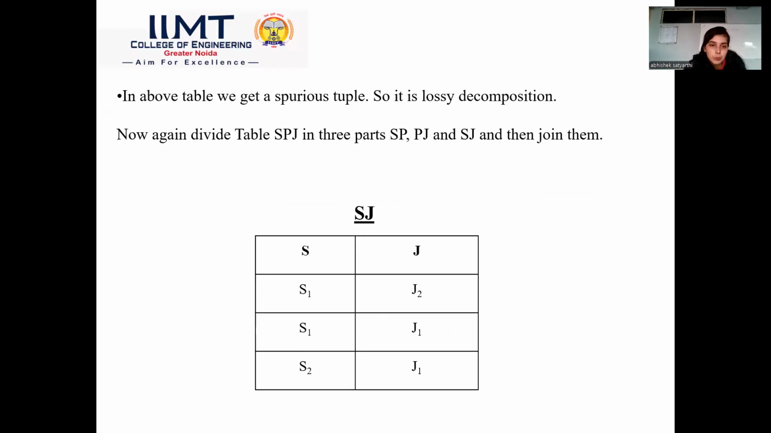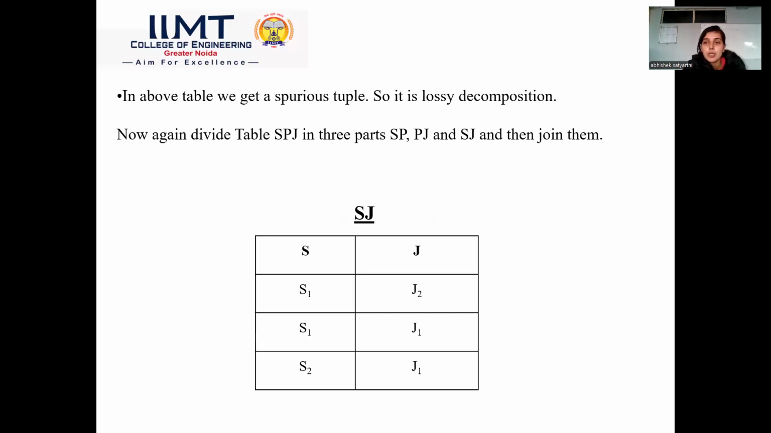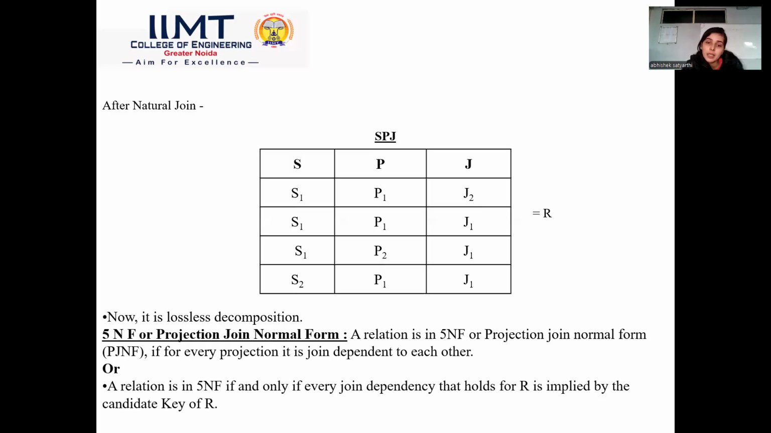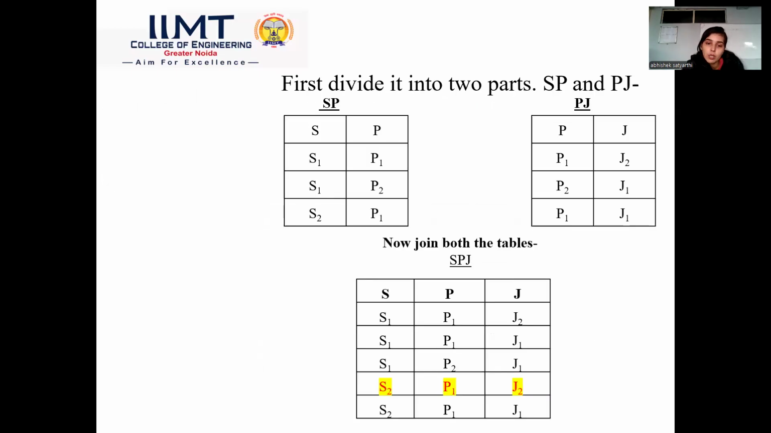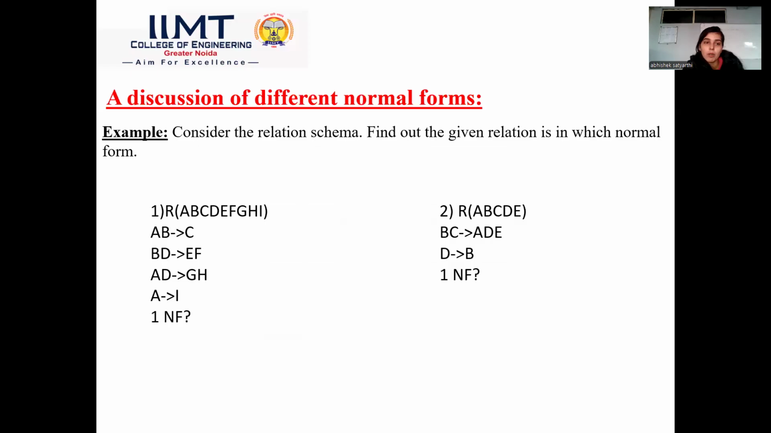So what we do, we just take these S and J, and now we again divide the table SPJ into three parts. The first part is SP, the second part is PJ, and the third part is SJ. After combining these three, we again get the original value, which has the four tuples. So now the decomposition is lossless, and we can say that the given relation will be in fifth normal form.